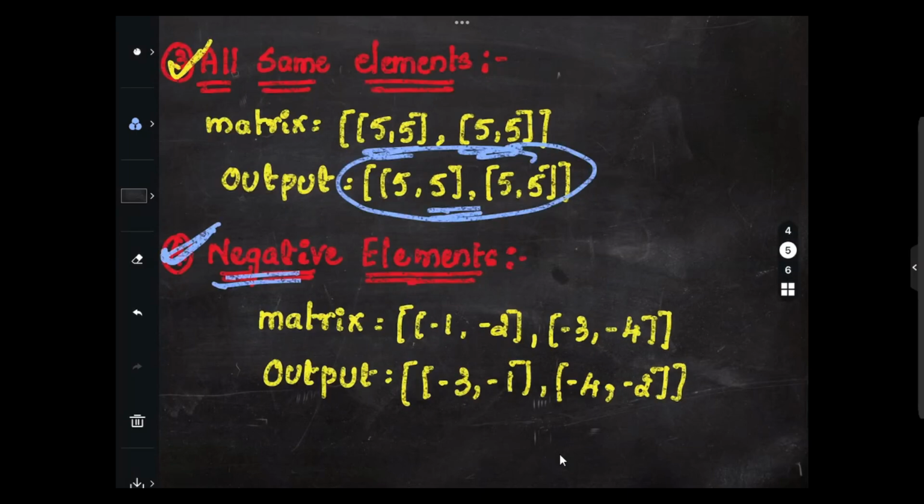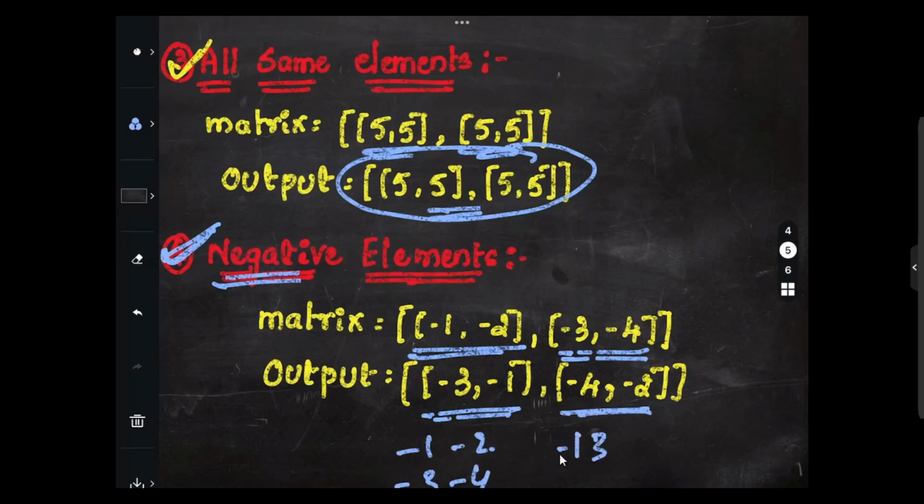The fourth edge case: negative elements. So negative elements, -1 -2 -3 -4. In this case, first what we will do, we will transpose. So when we transpose, this will be -1 -3 -2 -4.